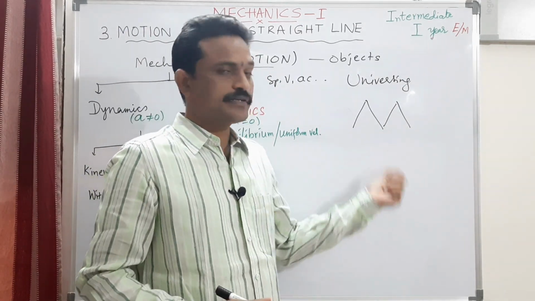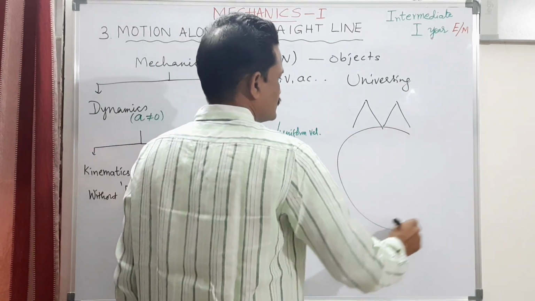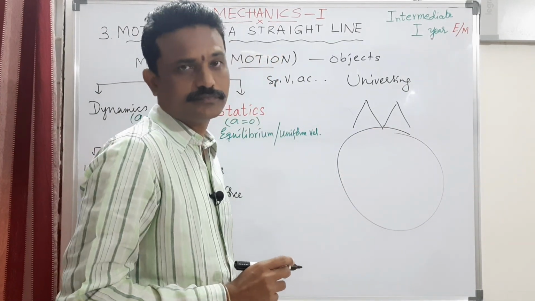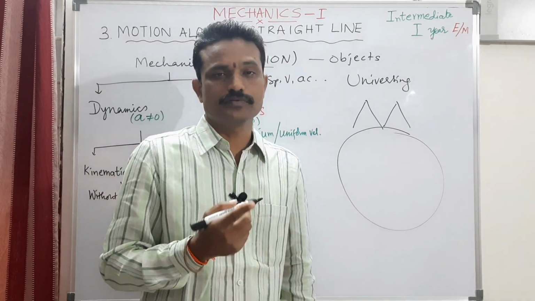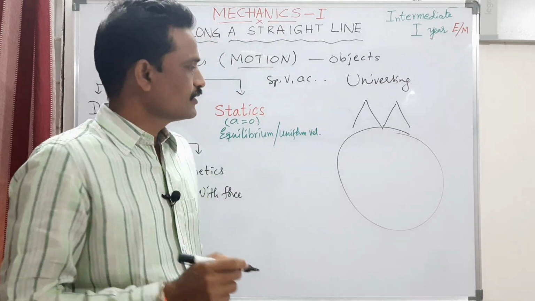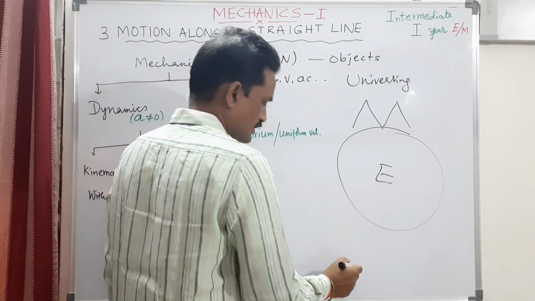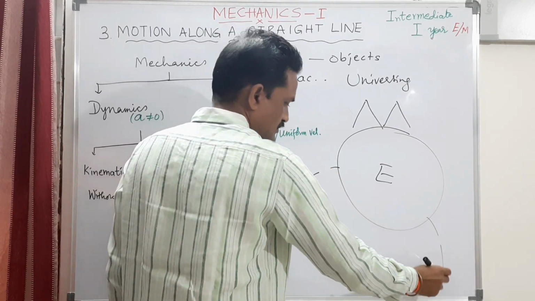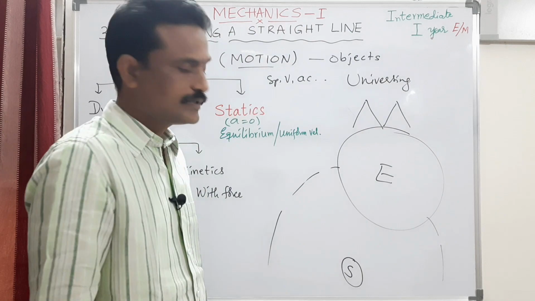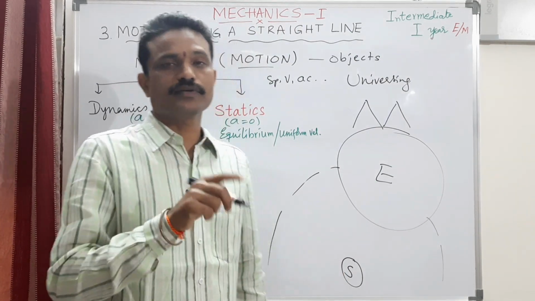But we say they are at rest. But actually speaking, they are on the earth. So, earth is revolving around the sun. It is also spinning about its own axis. We say sun is at rest. But actually speaking, sun is also in motion. The sun is moving around the center of the Milky Way galaxy.